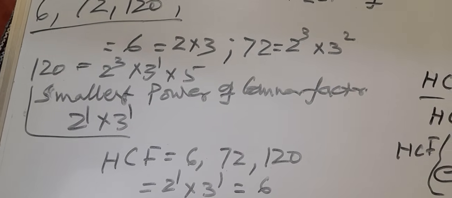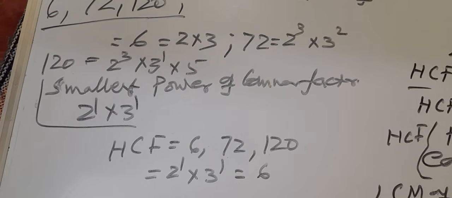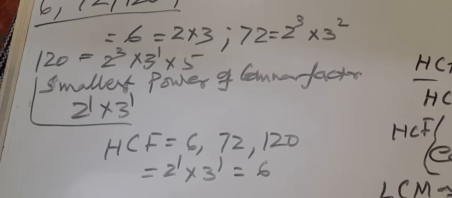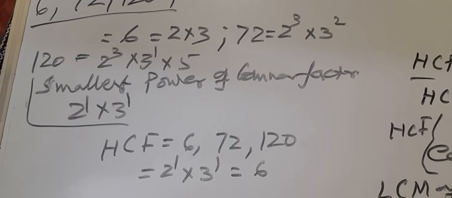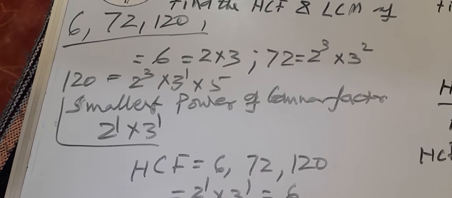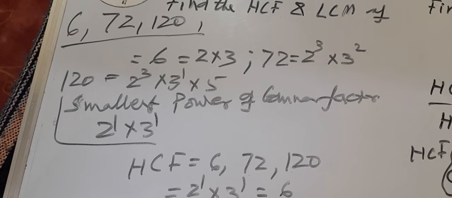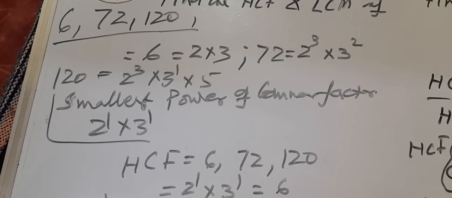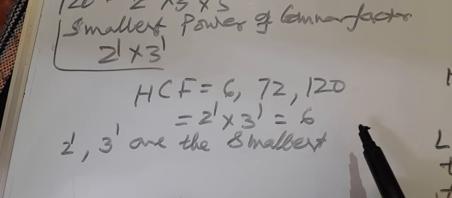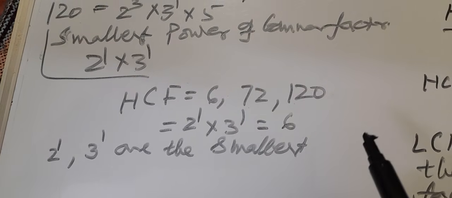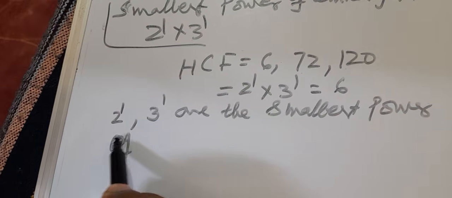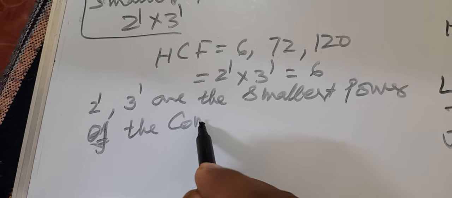So 2 to the power 3 into 3 to the power 2 into 5 to the power 1 are the greatest powers of the prime factors 2, 3 and 5 respectively involved in the three numbers. That is, 2 to the power 1 and 3 to the power 1 are the smallest powers of the common factor.